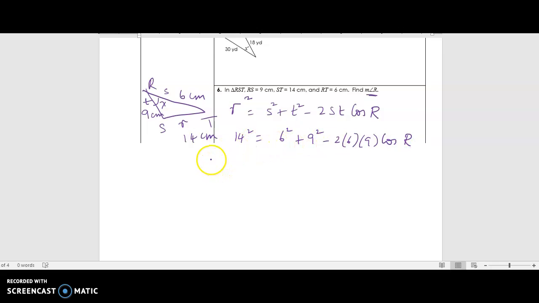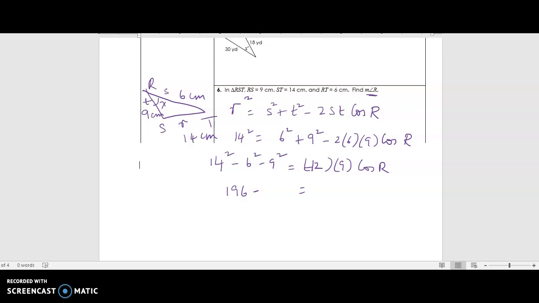Okay, so all you have to do is do some math here. Subtract the 6 squared and the 9 squared. I'm directly writing as negative 12 because 2 times 6 is 12. Cosine of R. So this happens to be 196 minus... Okay, my bad. I don't know why I wrote 464 here.